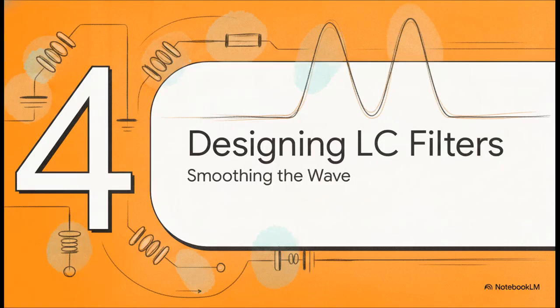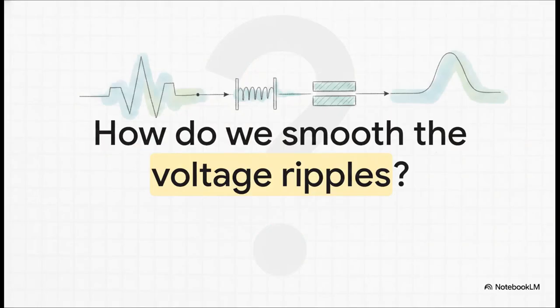Okay, Section 4, Designing the LC Filter. So we've used a 5-level architecture and some really advanced SPWM to get our distortion down to around 25%. That's great, but we still have a stepped, rippled waveform. So how do we mathematically force those remaining voltage ripples into a perfectly clean, continuous sine wave before it actually reaches our appliances? Simple. We use an inductor-capacitor, or LC, filter.